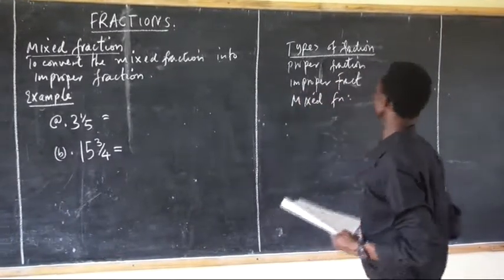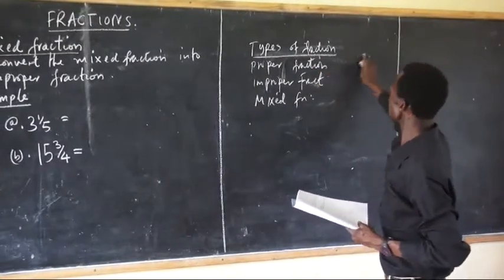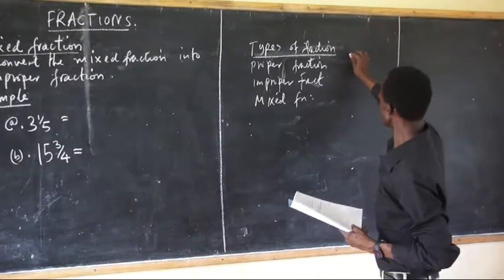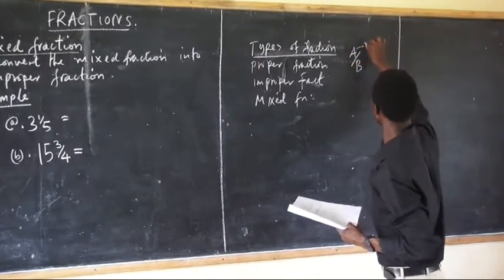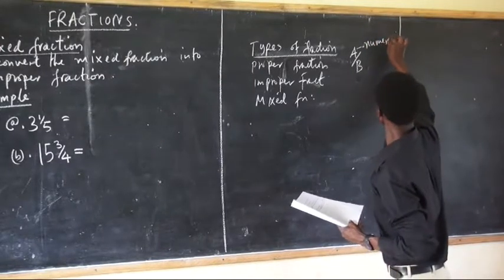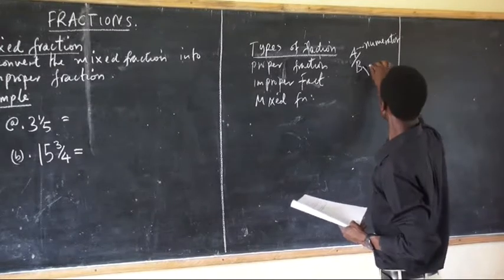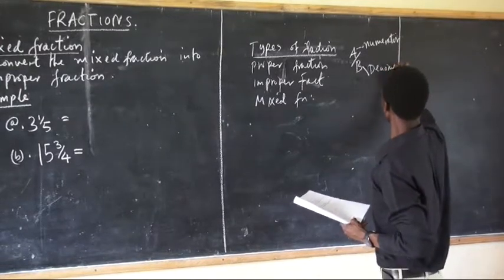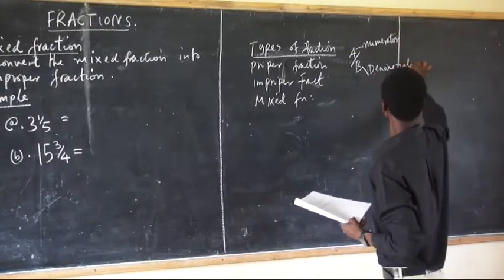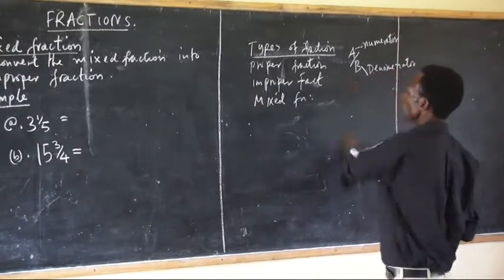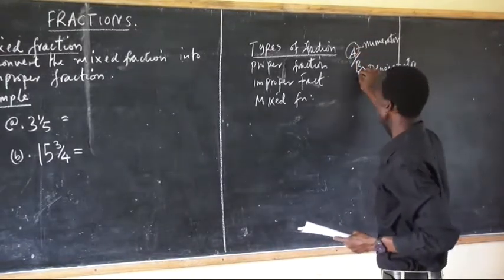When you talk about proper fraction, the numerator is smaller than the denominator. This is A and this is B. The upper number is called the numerator, and the lower number is called the denominator. So for the proper fraction, the numerator should be smaller than the denominator.